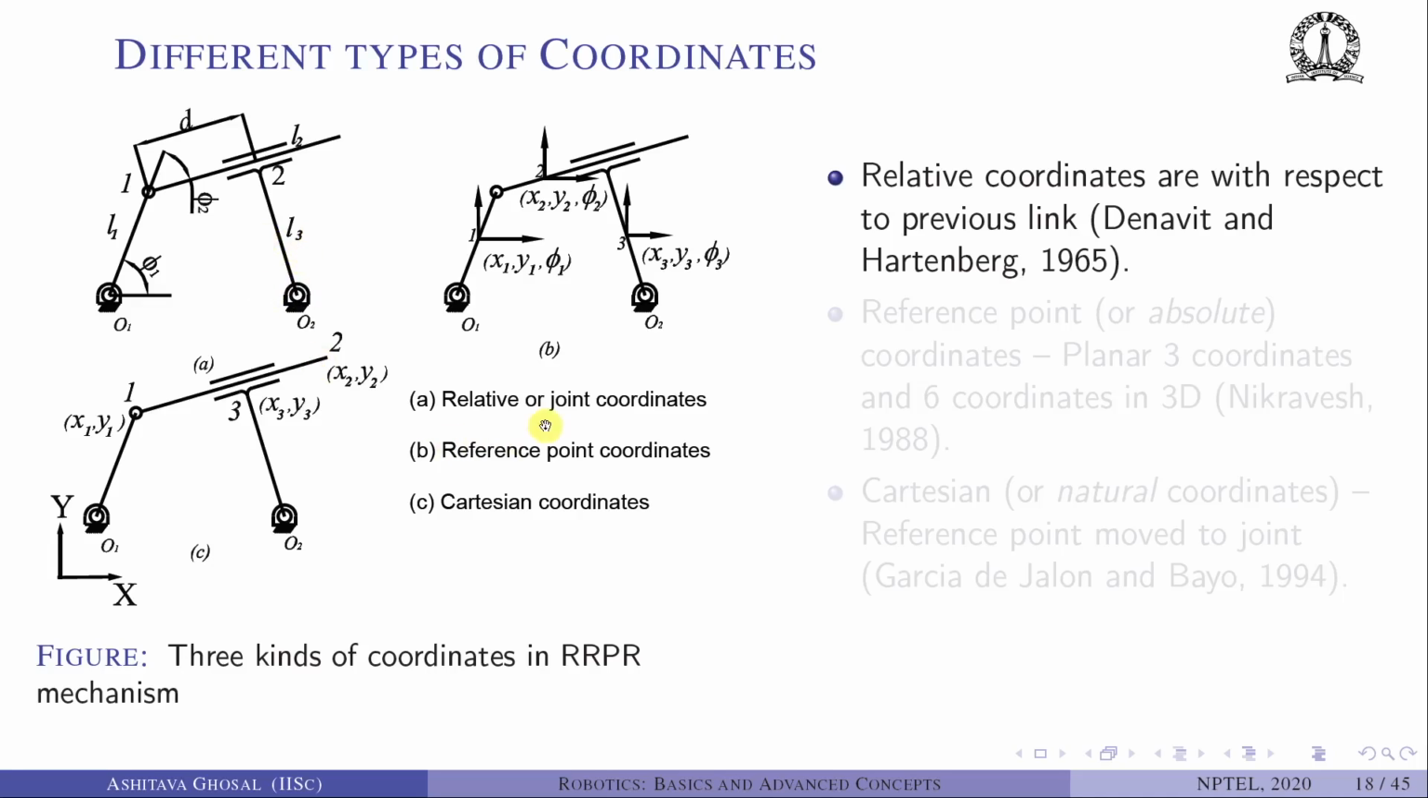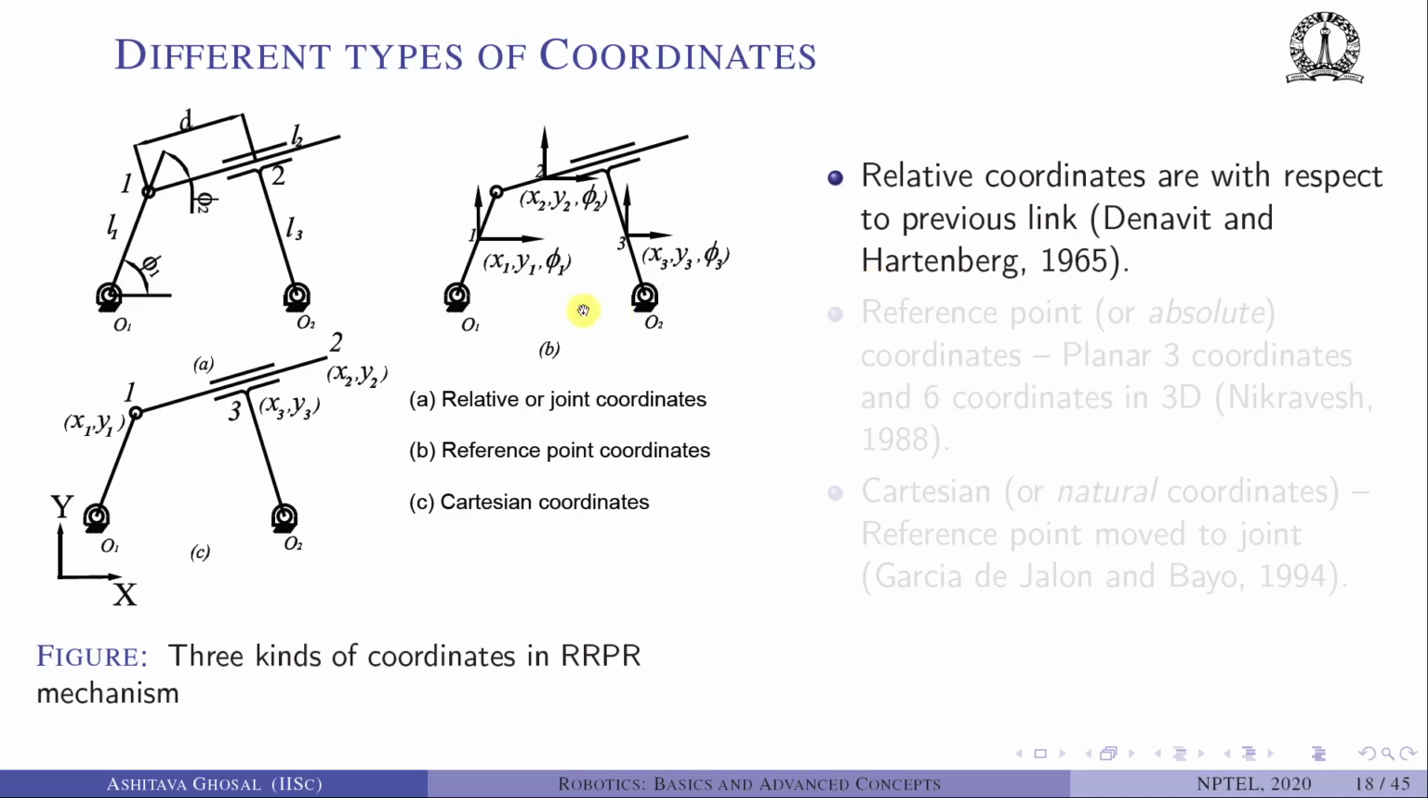So we have what are called relative or joint coordinates. Basically, it is the rotation or translation at a joint relative to the previous link. These were actually invented by Denavit and Hartenberg in '65.